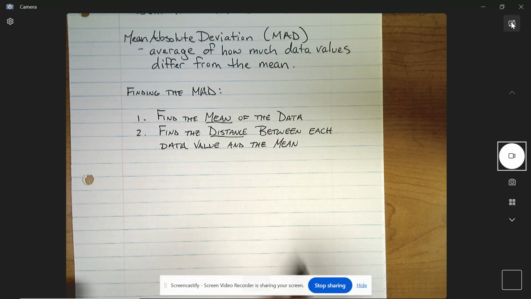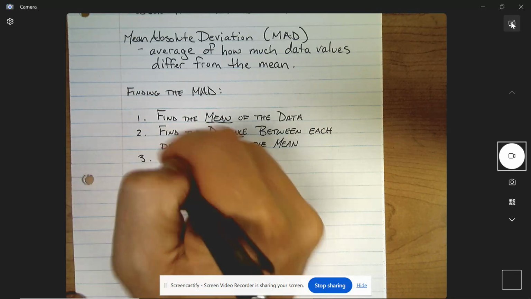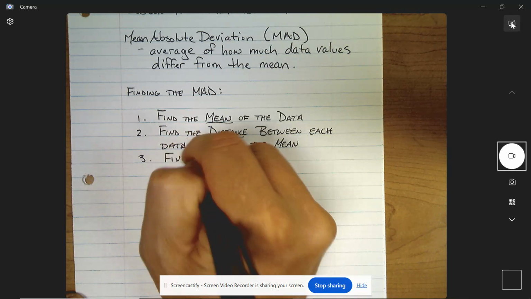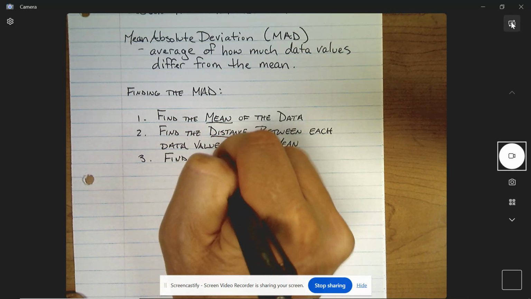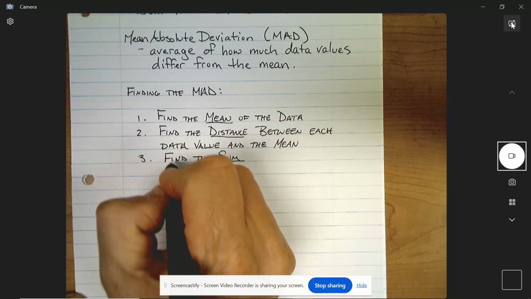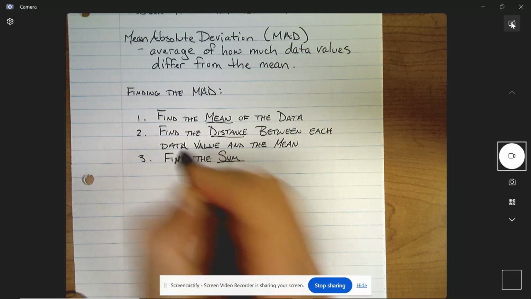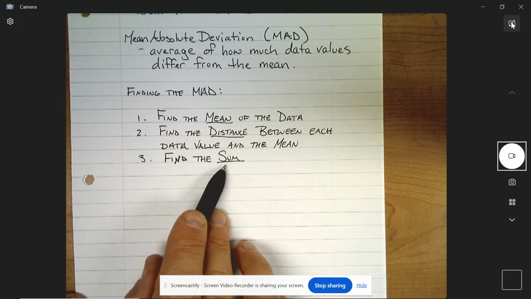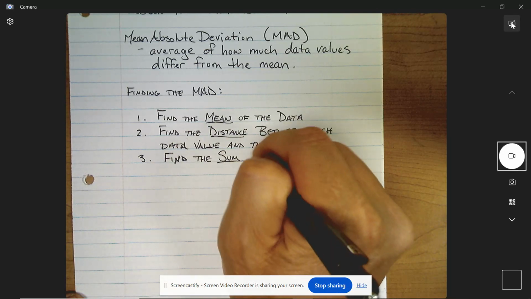And then, okay, this is step 3. Now we're going to find the average again. So we're going to find the sum of those distances.